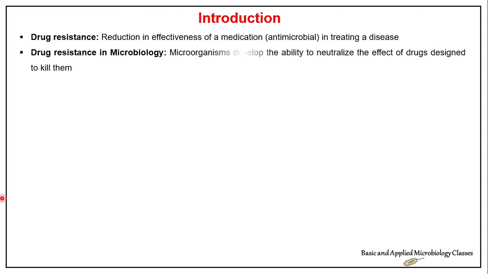Now if we say in microbiology terms how we can define drug resistance, drug resistance actually results when microorganisms develop the ability to neutralize the effect of a drug which was designed to kill that microorganism. Suppose there is a pathogenic bacteria, say I am going to talk about Mycobacterium tuberculosis. We all are aware that it is known to cause tuberculosis disease. So we have designed a drug to treat tuberculosis.